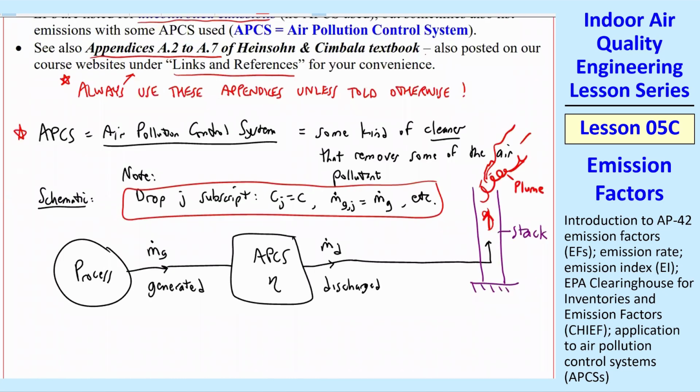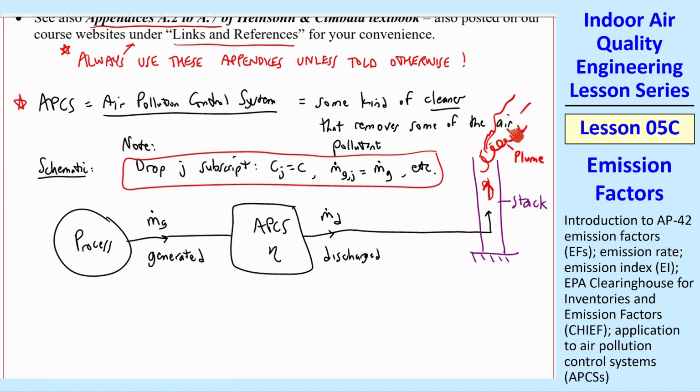So here's the schematic. We have some process, and then that has an m dot G for generated that comes out of it. This is what we're going to get from the EF, typically, the emission factor. You go through an air pollution control system with some cleaner removal efficiency, eta, and then you have a discharged m dot D that goes up into the stack. Stack is just another name for a smokestack or a chimney, and that goes into a plume into the air. We'll talk about these plumes later on. And so that's how much gets discharged into the atmosphere.